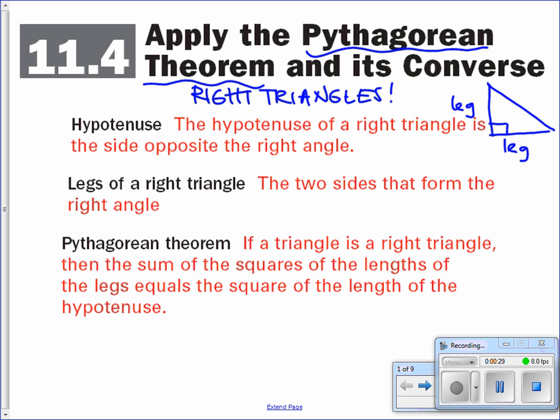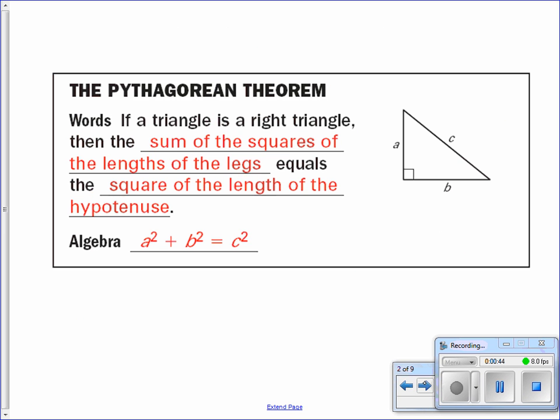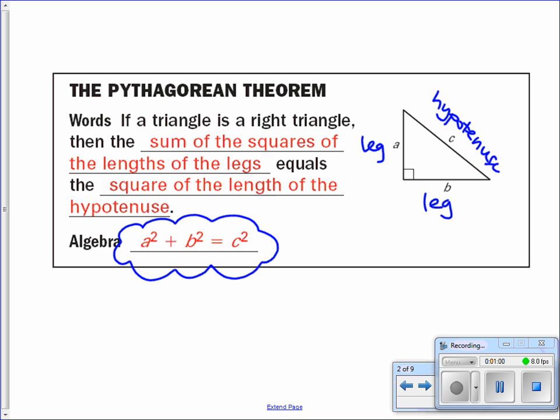Those 2 sides are known as the legs. The side of the triangle that's opposite the right angle is called the hypotenuse. Hypotenuse, very fun word. And this is the Pythagorean theorem. It doesn't really make a ton of sense until you see the formula here. This formula is the Pythagorean theorem. If you take the length of one leg squared and add it to the length of the other leg squared, it equals the length of the hypotenuse squared. So a squared plus b squared equals c squared.